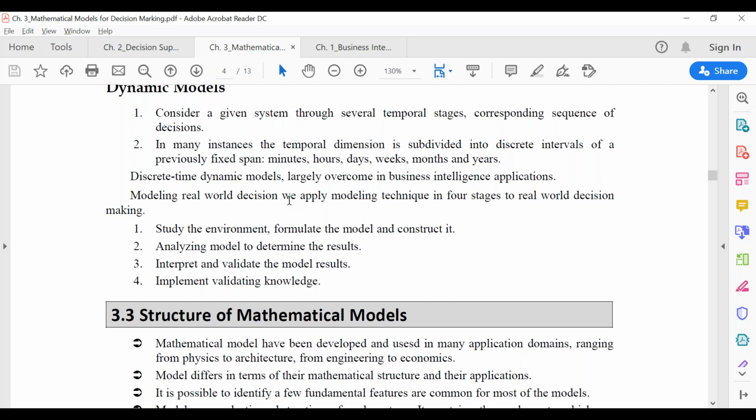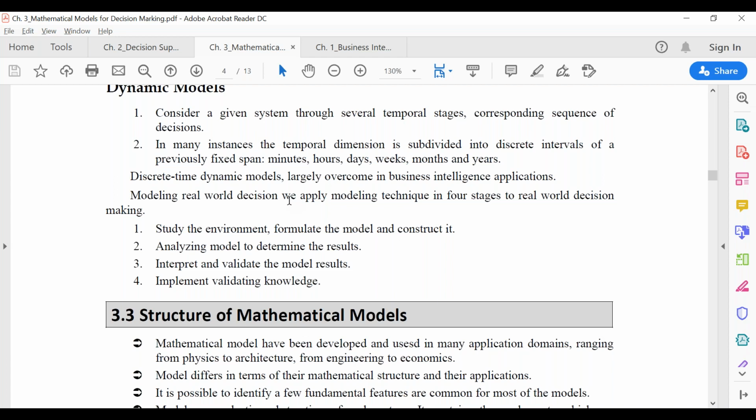It is not necessarily that they are temporal models, but they are. So we call them stochastic ones. Okay, modeling the real world decision, we apply modeling technique in 4 stages to real world decision making.